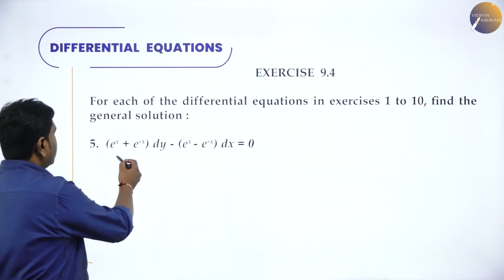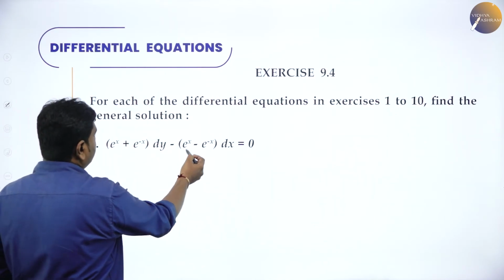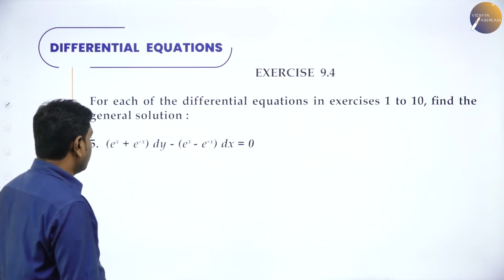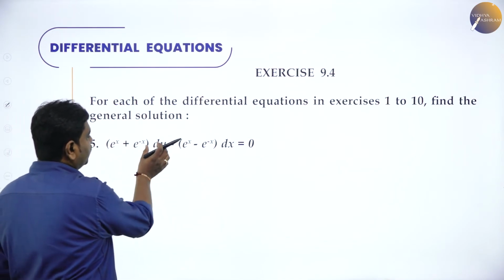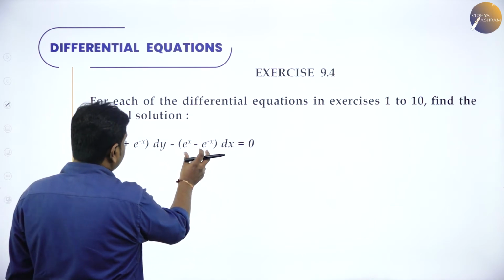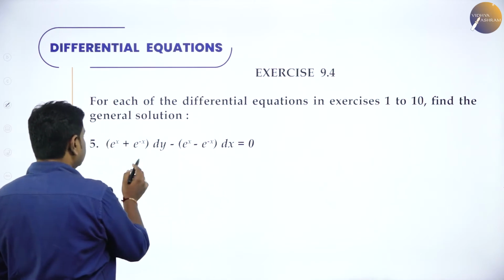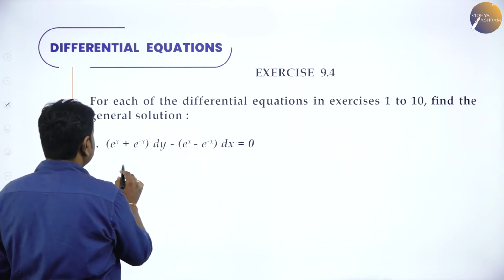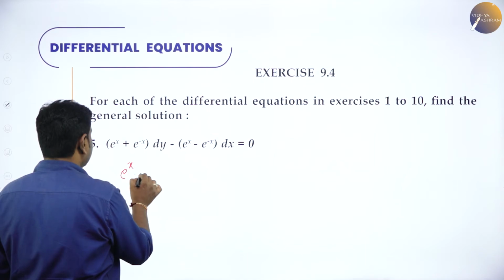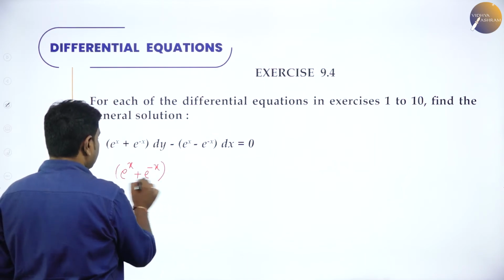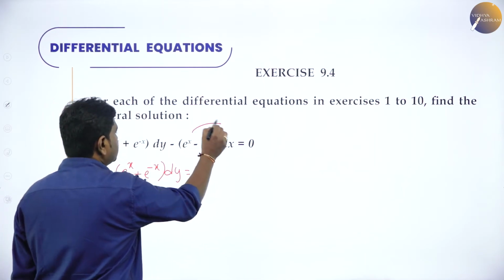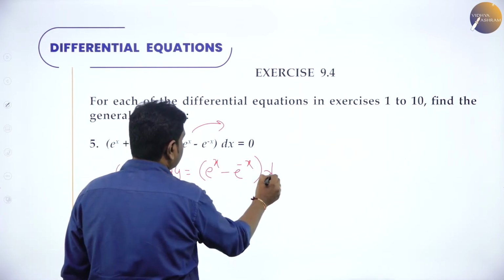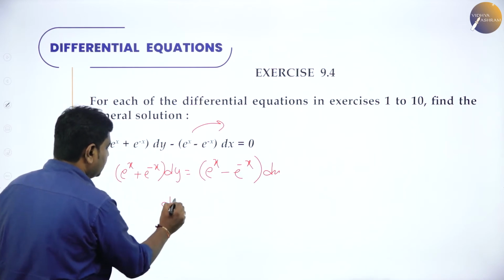That's it. Next, (e^x + e^-x) dy minus (e^x - e^-x) dx equal to 0. So dx and dy are proper. And this is a function of x with dy. So first I will rearrange. Can I write (e^x + e^-x) dy is equal to, transferring this term to that side, (e^x - e^-x) dx. This whole term goes to that side and dy is proper.